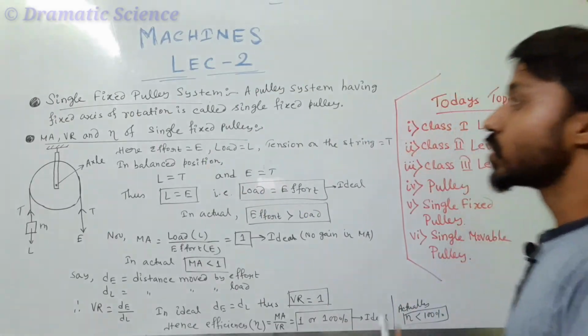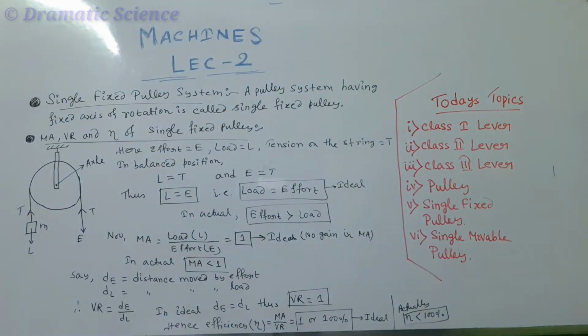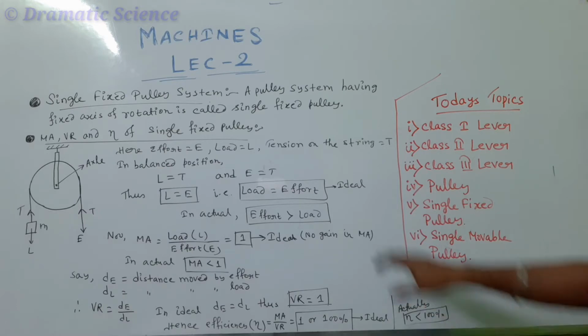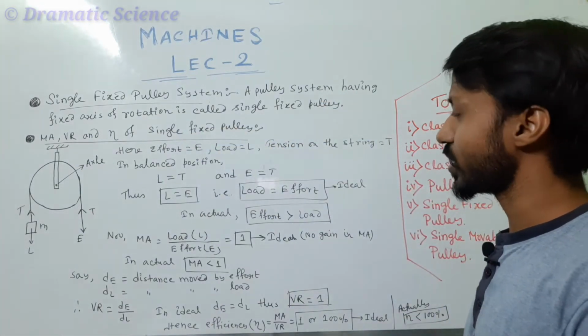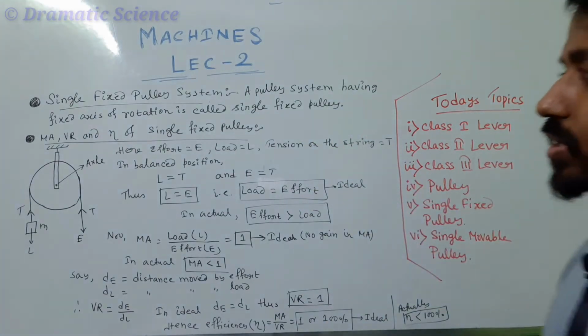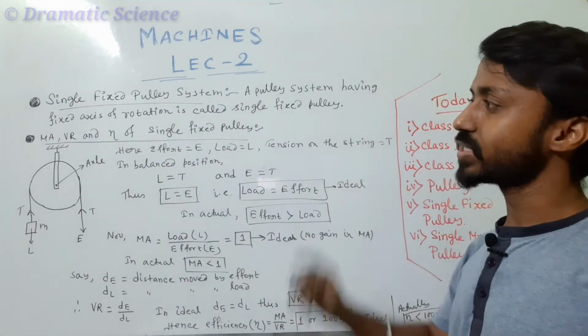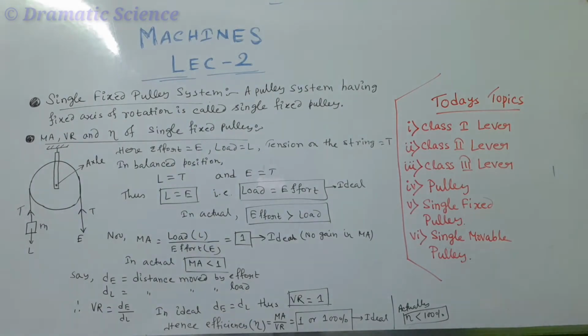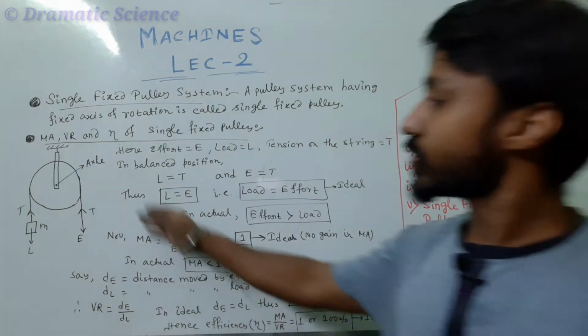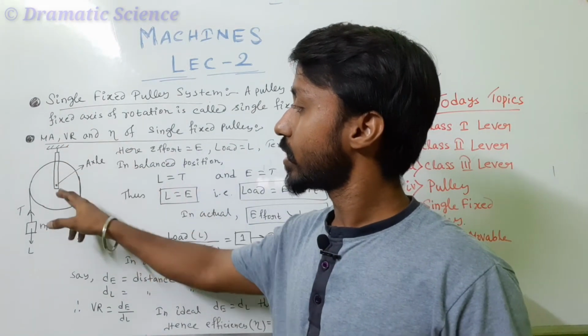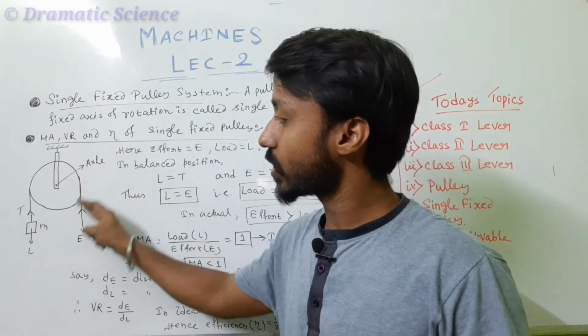So guys, we have the concept of single fixed pulley system. A pulley system having a fixed axis of rotation is called a single fixed pulley. Very simple definition, मतलब एक single axis of rotation होगा, that will be fixed, right? So this one is a schematic diagram. This one is the axle and this one is the pulley system.